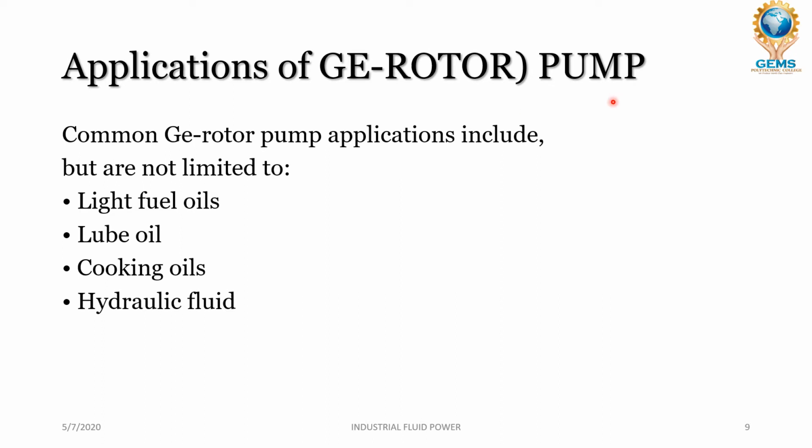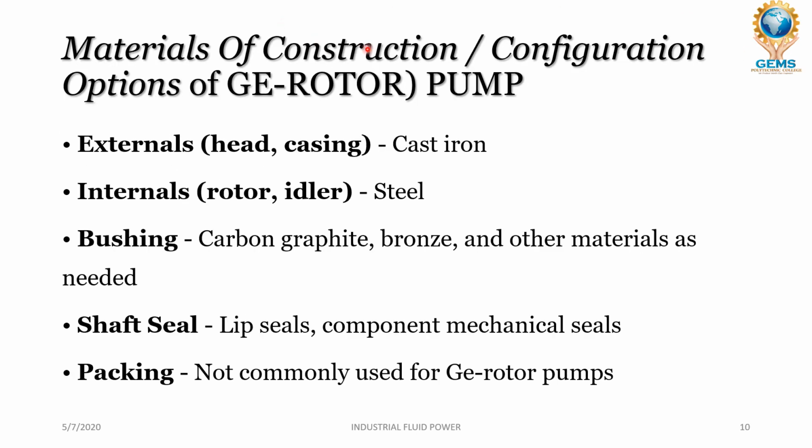What are the applications of the G-rotor pump? Common G-rotor pump applications include, but are not limited to, light fuel oils, lubrication oils, cooking oils, and hydraulic fluids. What are the materials of construction or configuration options for the G-rotor pump? For external parts, that is head and casing, you can use cast iron, and for internals, that is rotor and idler, you can use steel. For bushing, you can use carbon graphite, bronze, and other materials as needed. For shaft seal, you can use lip seals and component mechanical seals; packing is not commonly used for G-rotor pumps.